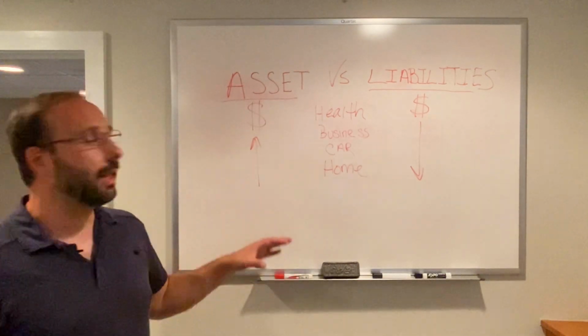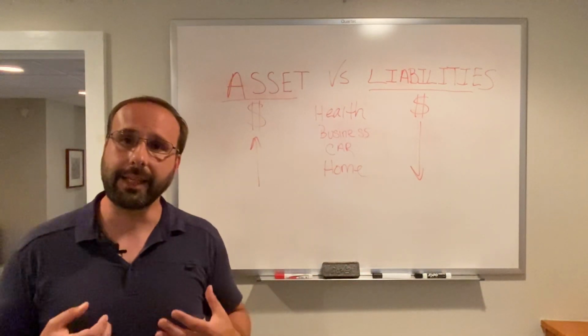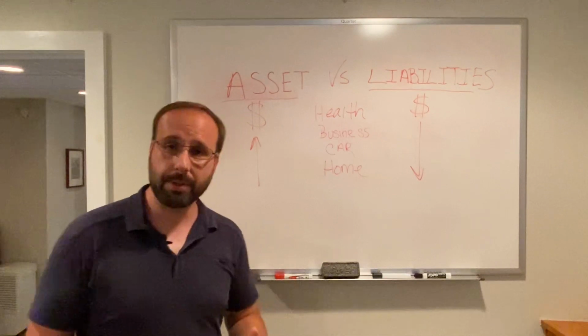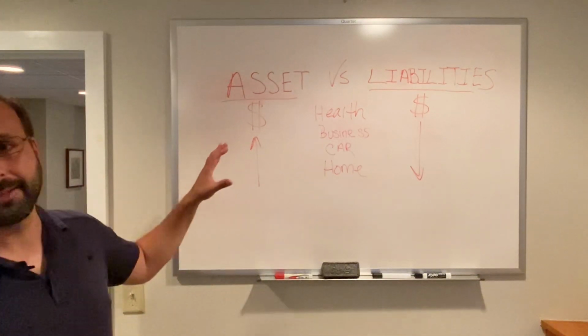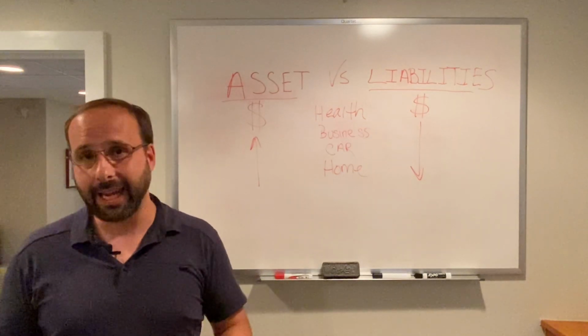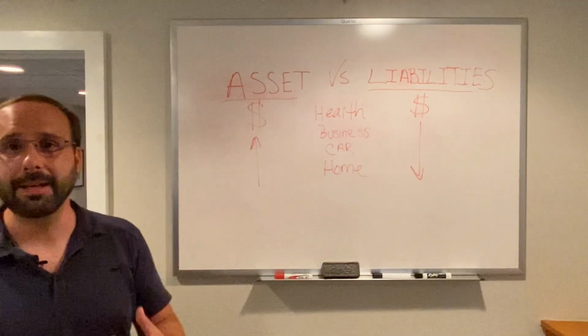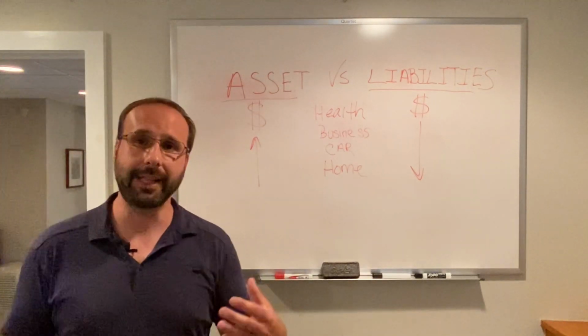As we discussed, liabilities take money out of your pocket. Well, what puts money into your pocket is an asset. So what is the biggest example of an asset today? In my opinion, it's a business, right? It's a business, and it's a successful business at that.